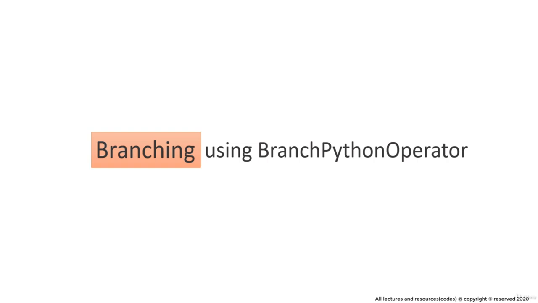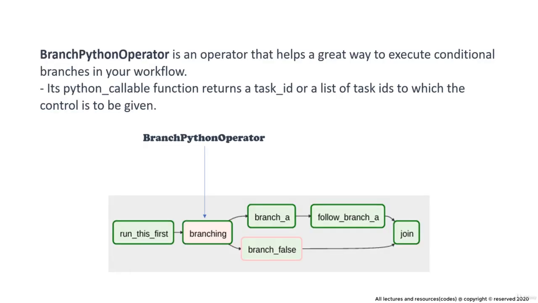So what is branch Python operator? The branch Python operator is an operator that helps in a great way to execute conditional branches in your workflow. You can consider this operator much like the Python operator, as this too has the Python callable parameter. But the difference is, unlike in Python operator, where your Python function can return anything, here in branch Python operator, your Python callable function can only return a task ID or a list of task IDs to which the control is to be given after meeting the specified conditions.